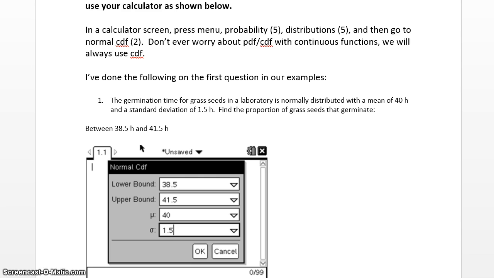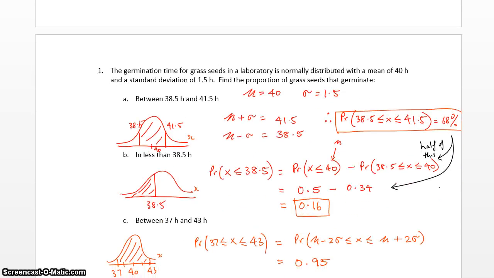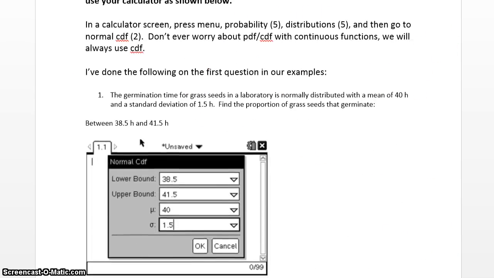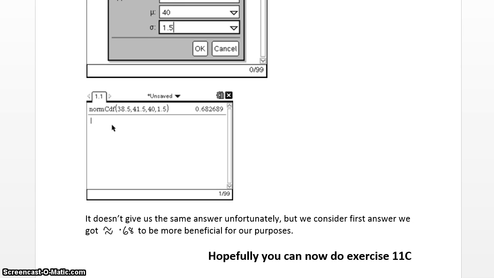Now, when I did it without using a calculator, I got 68% because it was 1 standard deviation either side of the mean. But when I did it with the calculator, I ended up getting something similar to that. This was a more exact answer than the other one. The other one was only an approximate.